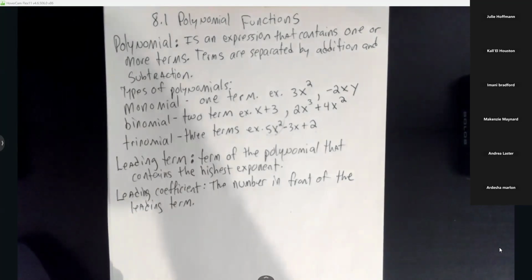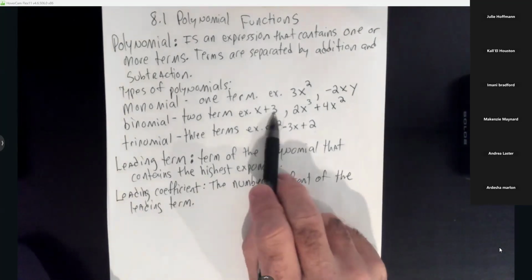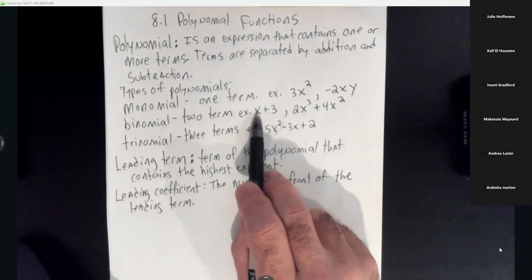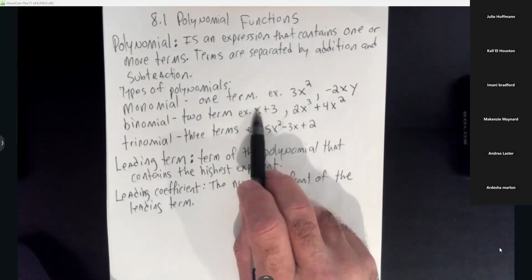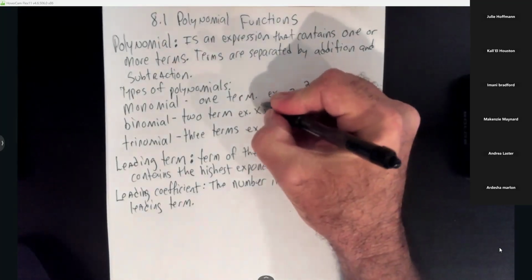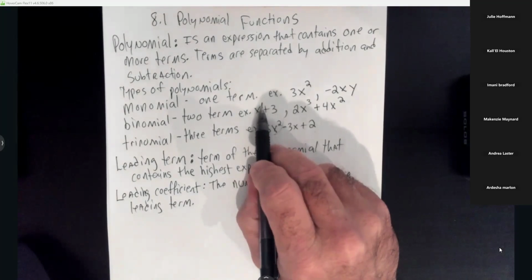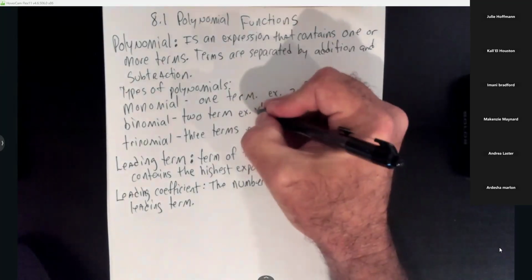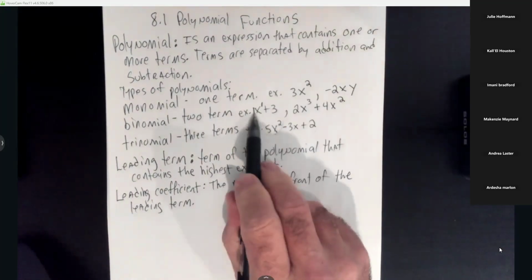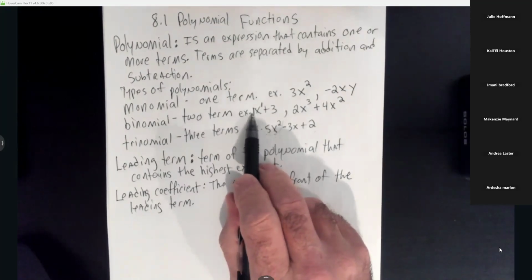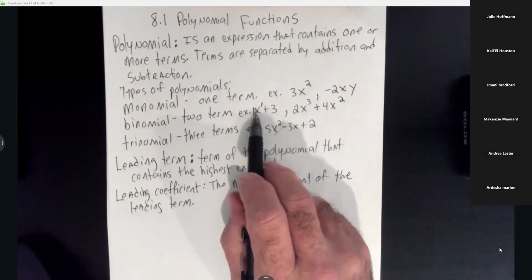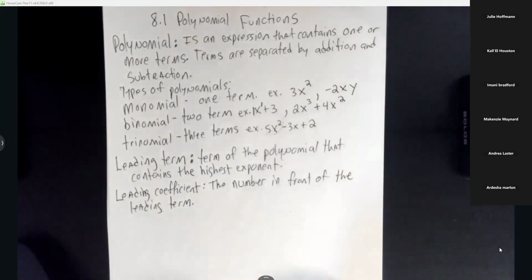And once again, if you don't have a number there, like this x plus 3 right here, x is the leading term. It don't have an exponent, so technically the exponent would be a 1 on that. And also the leading coefficient would be a 1. So if there's not a number in front of the leading term, then it is definitely a 1, okay?